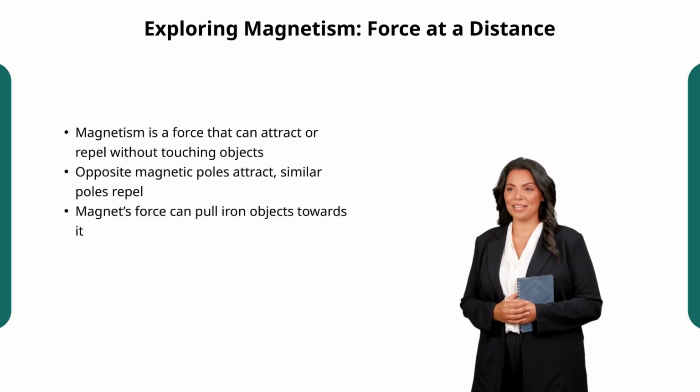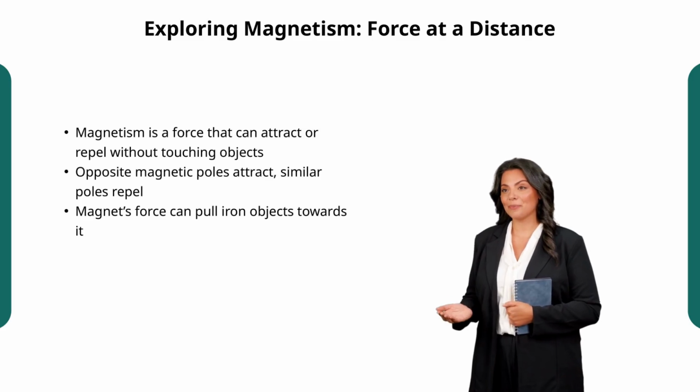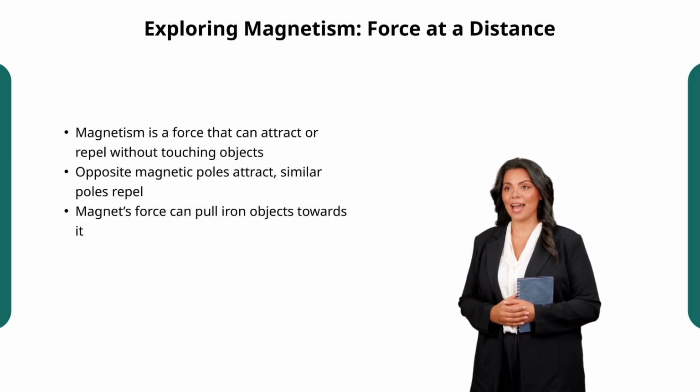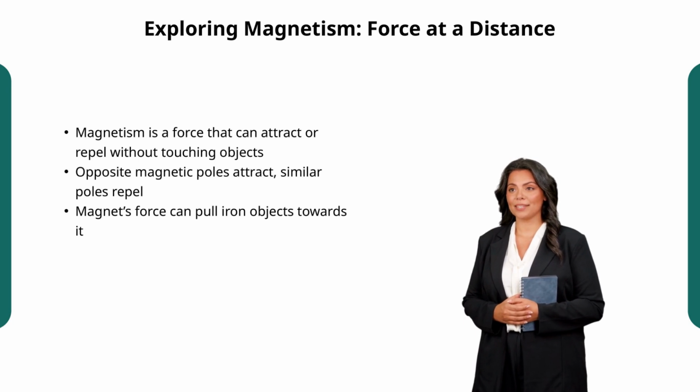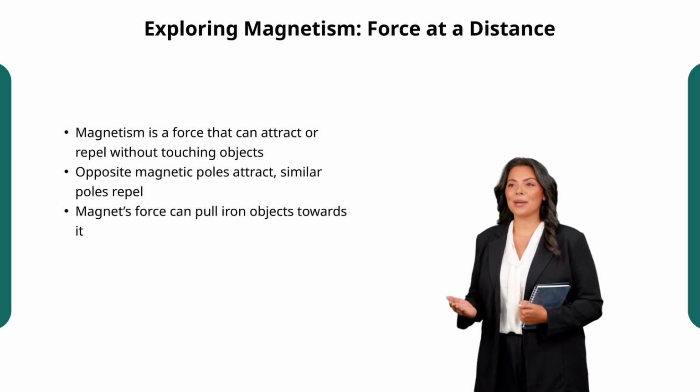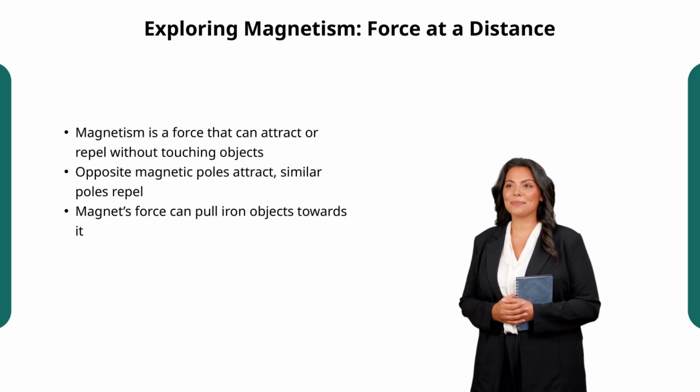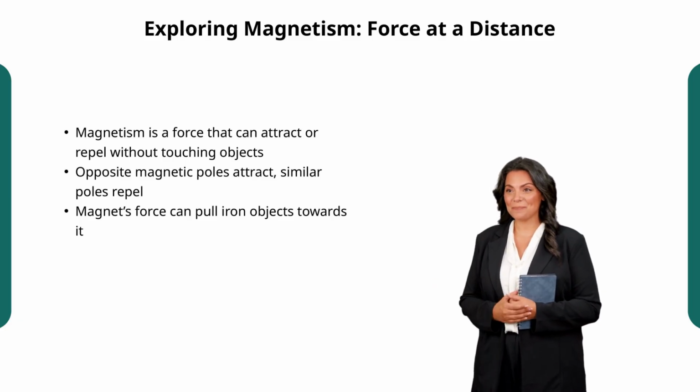Let's talk about a fascinating force you might have seen in action: magnetic force. Unlike push and pull forces we apply by touching objects, magnetism works at a distance. Magnets have poles called north and south. Opposite poles attract each other, pulling together. Similar poles repel, pushing each other apart. This push or pull happens without the magnets actually touching.